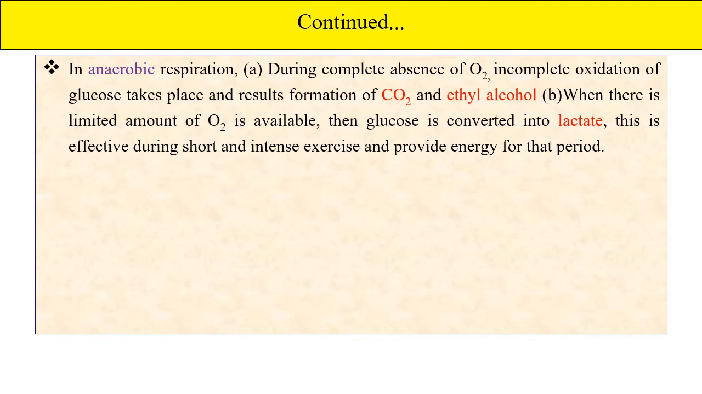During complete absence of oxygen, incomplete oxidation of glucose occurs, which results in the formation of carbon dioxide and ethyl alcohol, which is the primary means of energy production in organisms like bacteria, fungi, etc. When there is a limited amount of oxygen, glucose undergoes conversion into lactate, which is effective during short and intense exercise and can provide energy for that period.